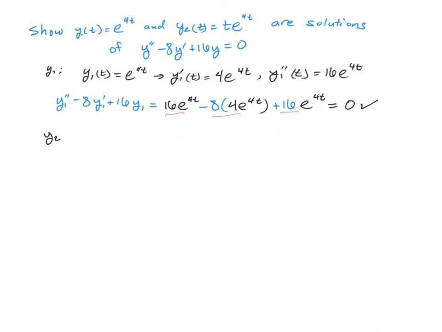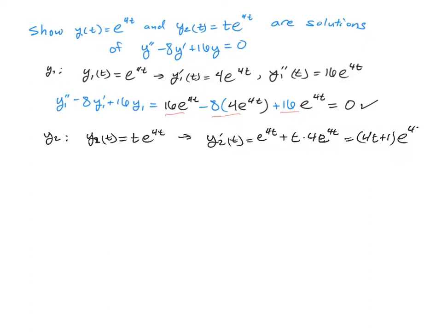So for y2, we're going to first take our derivative, and you will notice for this function here, we need to use the product rule. So derivative of the first is 1 times the second, e to the 4t, plus first times derivative of the second. And it's always a good idea to simplify these down before going further. So that's going to be 4t plus 1 times e to the 4t.